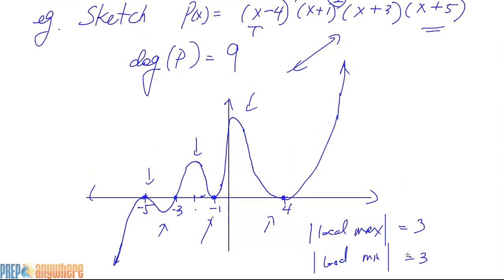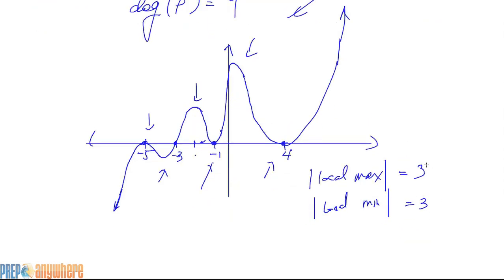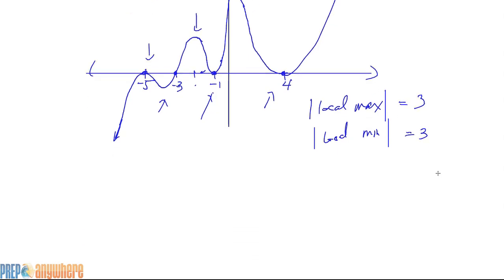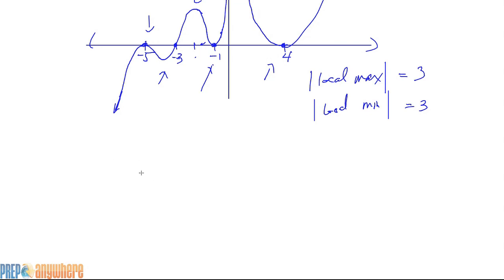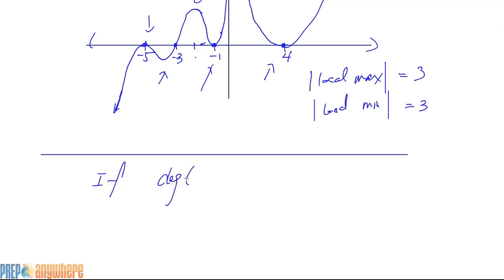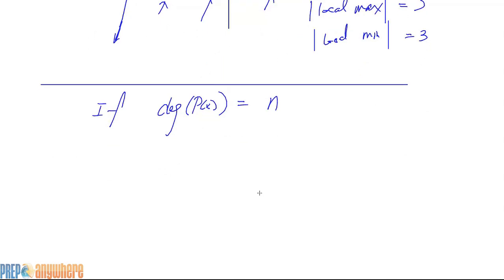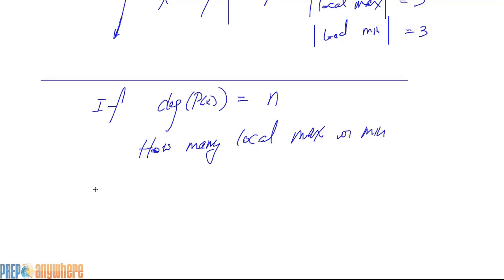Now, we have a degree 9. We got a 6. Okay, 6 local max and minimums, right? So do we always get 6? How many do we get? Let's say we have a degree of polynomial, and we have, let's say, n. How many local max and minimum are we gonna get? Let me just draw an example here.